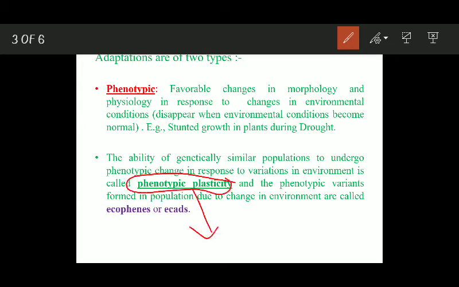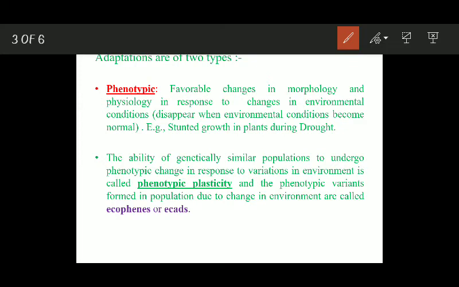The more an organism changes in terms of its physiology and morphology, the more its phenotypic plasticity. And the organisms that have changed their morphology and physiology are named ecophenes or ECADs. So, phenotypic plasticity में क्या होता है? Changes in morphology and physiology of an organism occur in response to changes in the environmental conditions.